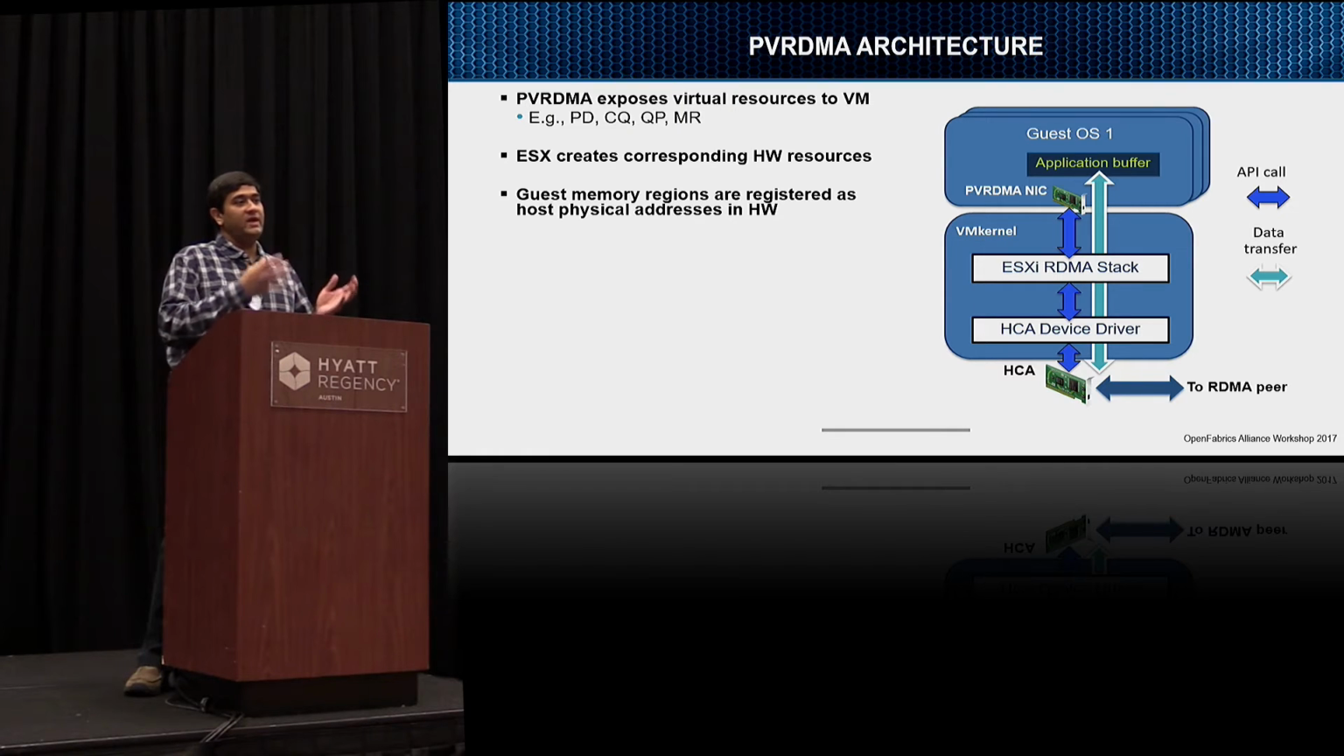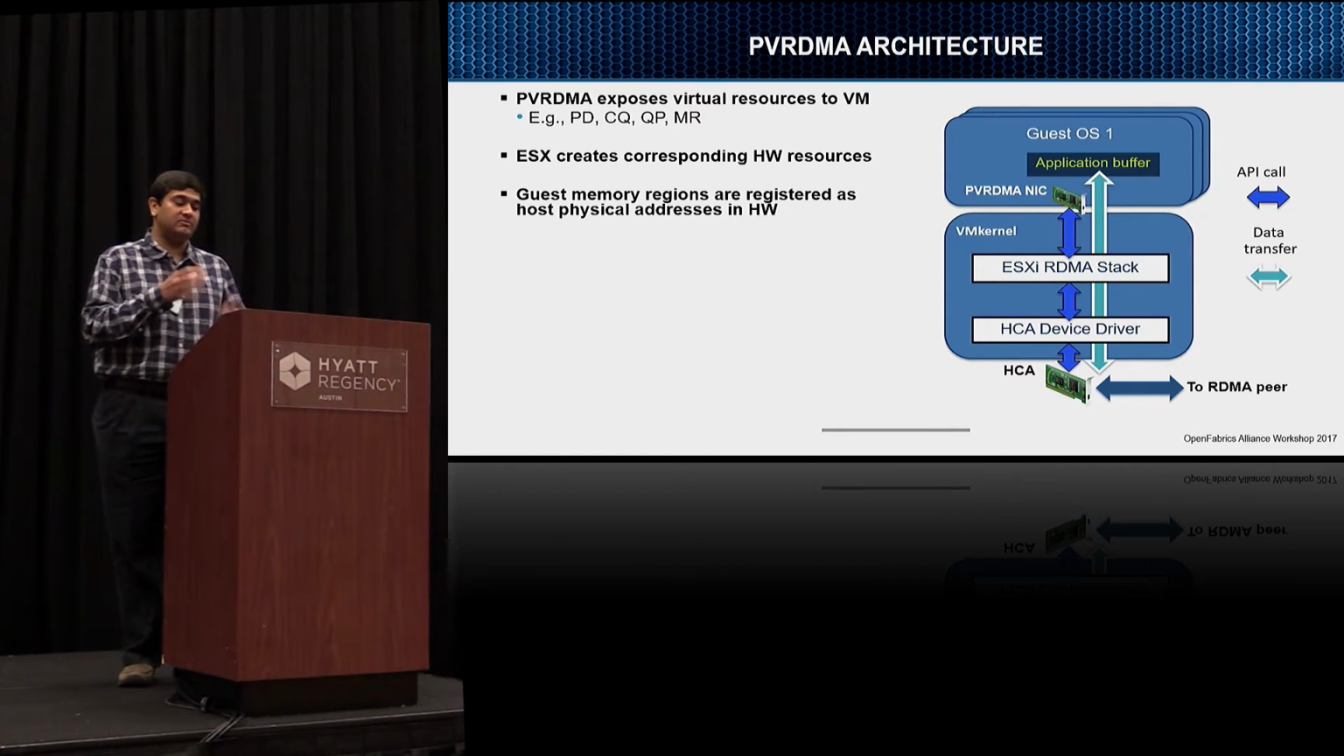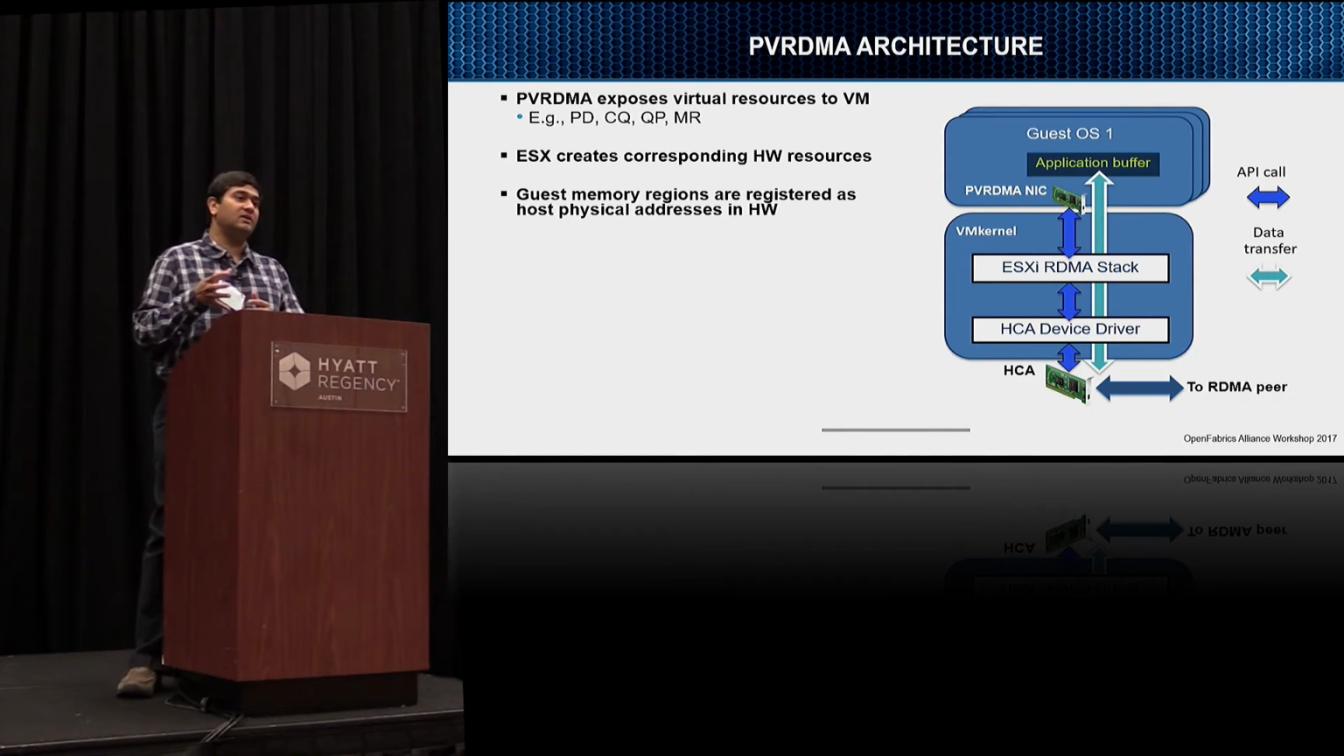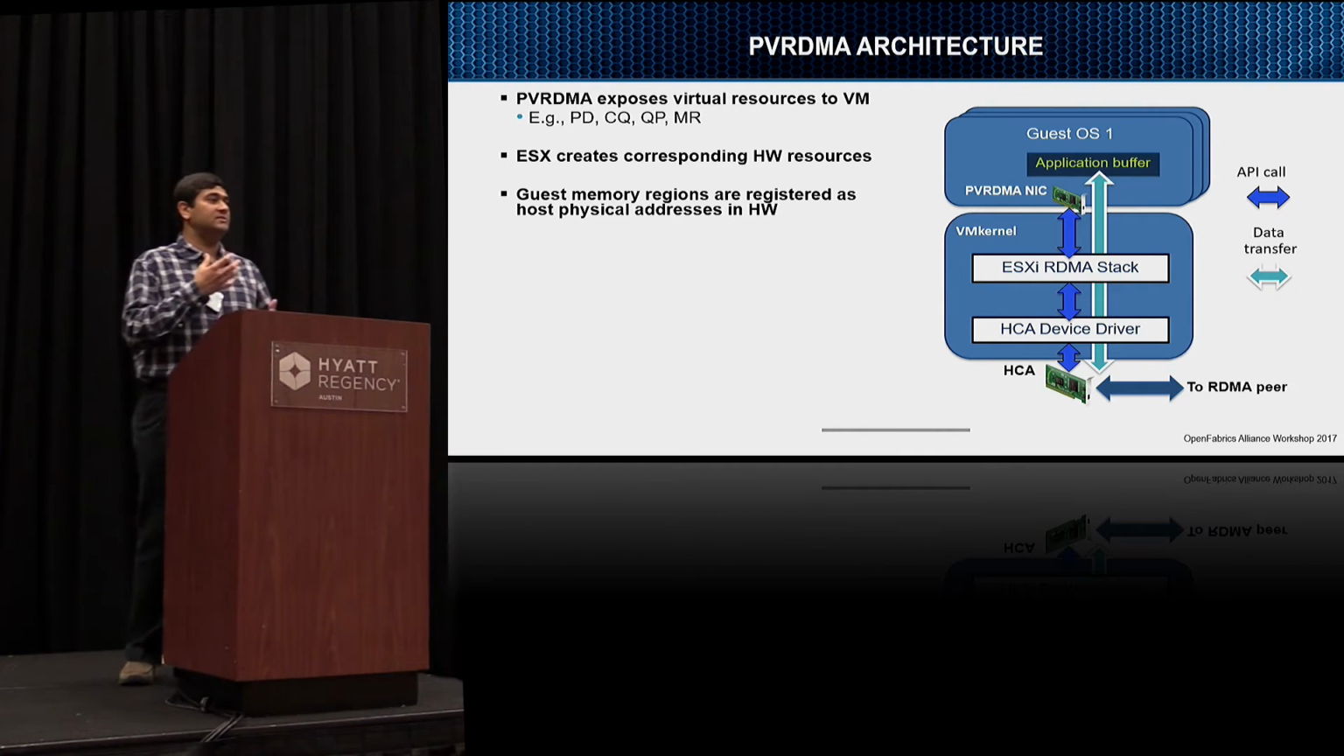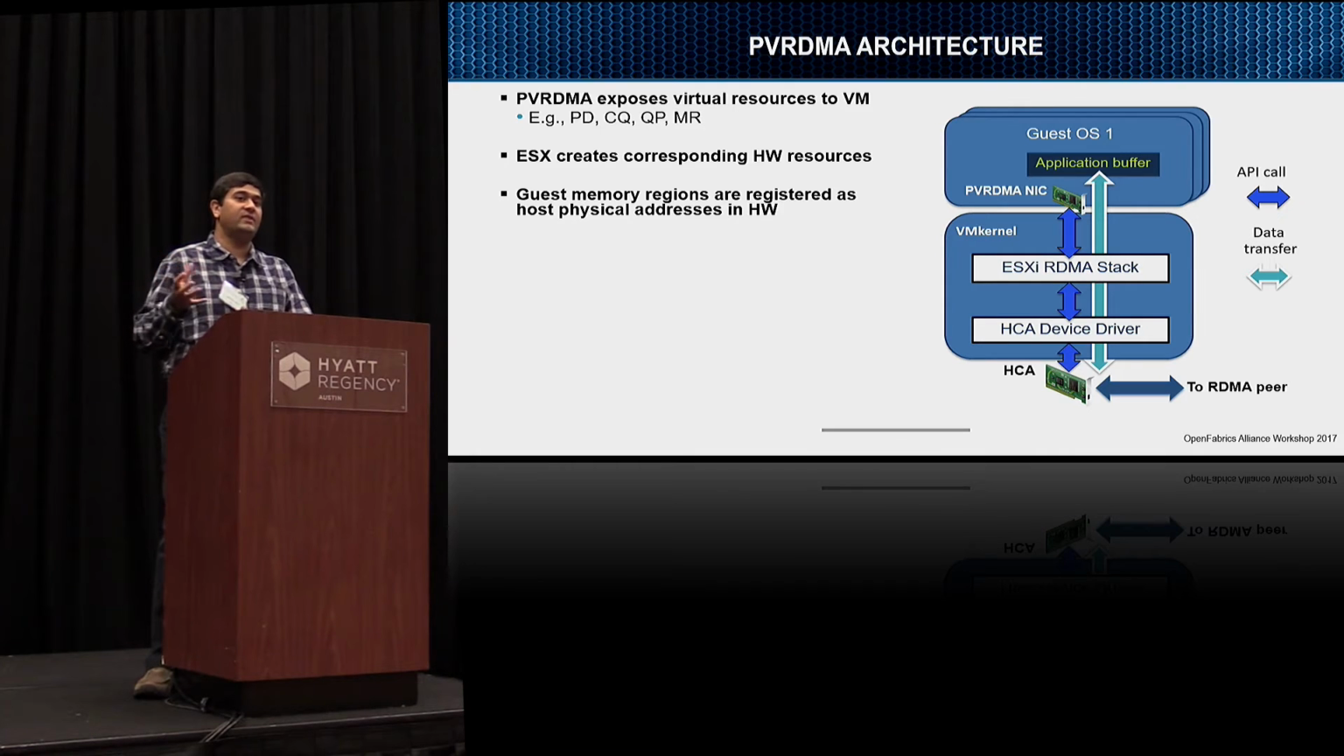And we handle memory regions differently than these resources. For memory regions, we translate the addresses that the application wants to register down to the actual host physical addresses. Those translations are stored in the HCA's IOMMU or in the system's IOMMU to ensure that the HCA can read or write to that particular address as required.